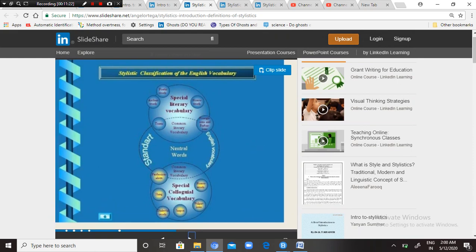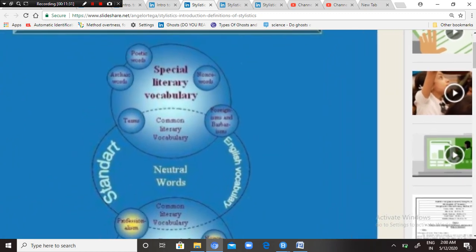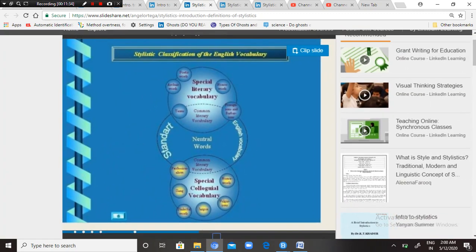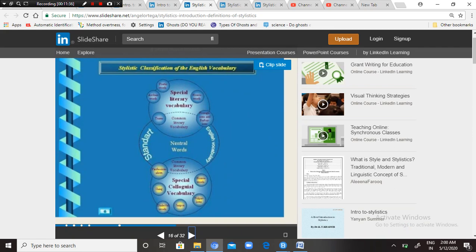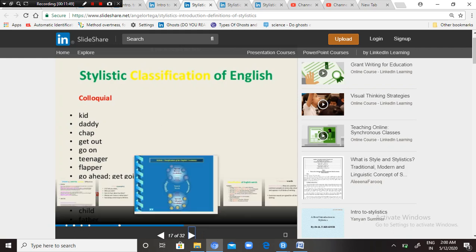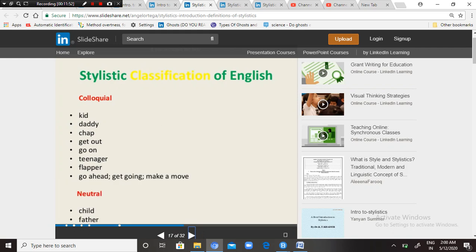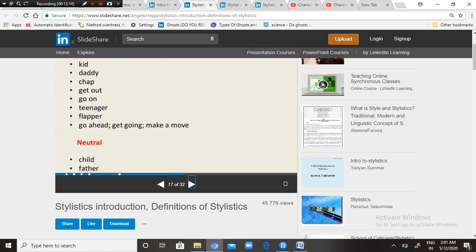So, stylistic qualification of English vocabulary: special literary vocabulary, special colloquial vocabulary, and neutral words. This is the structure of classification of the English vocabulary. Stylistic classification of English colloquialisms, and the examples are kid, daddy, chap, get out, go on, teenagers, flipper, go ahead, get going, make a move. Neutral: child, father.